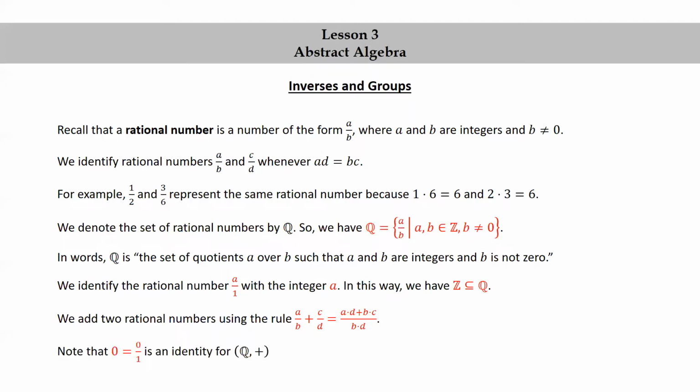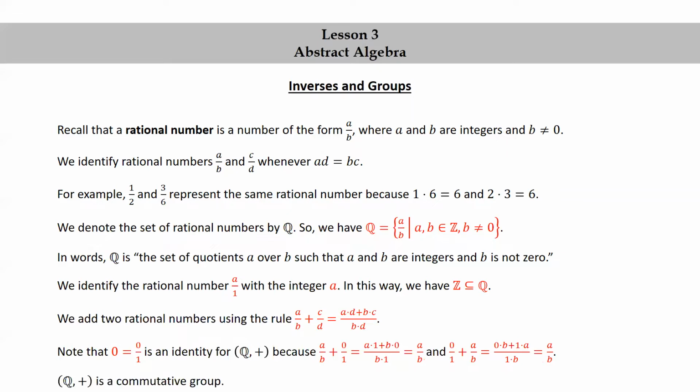Note that 0, which equals 0 over 1, is an identity for the set of rational numbers together with addition, because A over B plus 0 over 1 is equal to A times 1 plus B times 0 over B times 1, which is A over B. And 0 over 1 plus A over B is equal to 0 times B plus 1 times A over 1 times B, which is also A over B. The set of rational numbers together with addition is a commutative group.